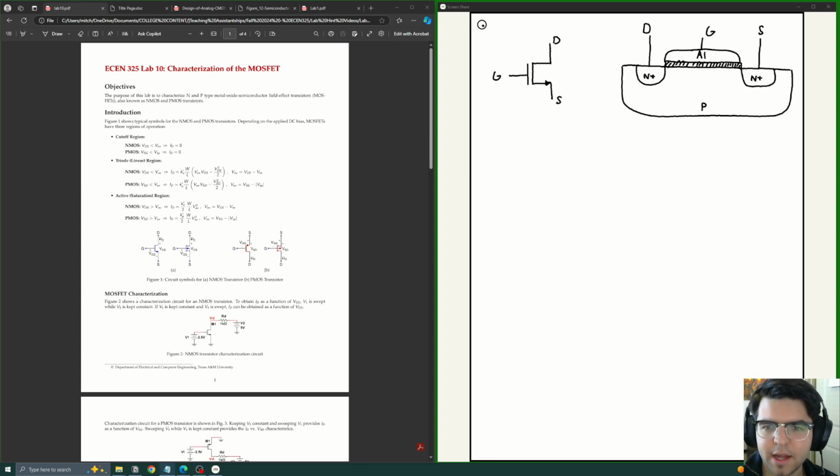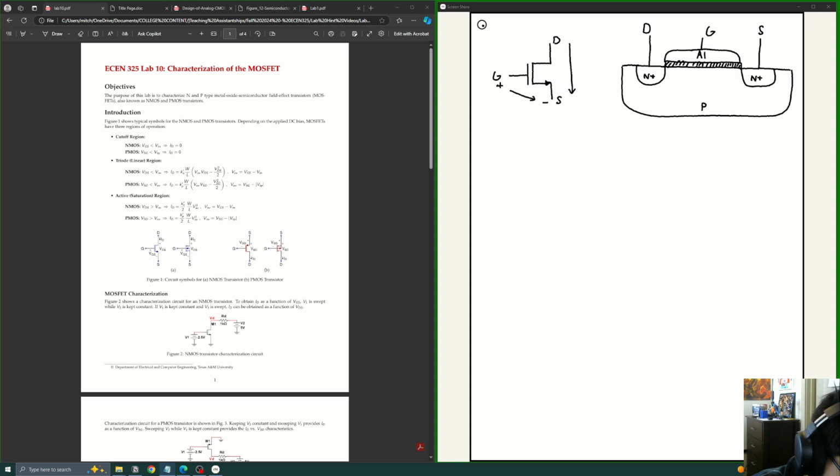Alright, so what exactly is a MOSFET transistor? Well, it works more like a voltage-controlled current source, where we modulate the voltage between the gate and the source so that we can alter the current that flows from the drain to the source, right? And physically, this looks like the depiction here on the right.